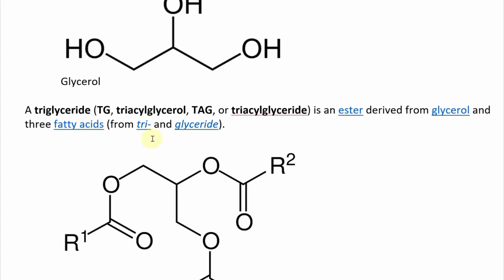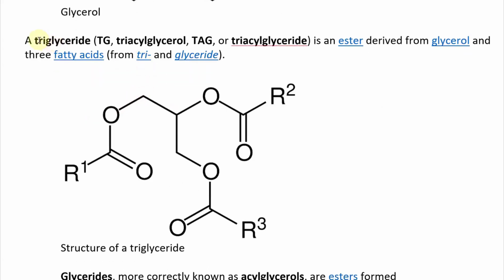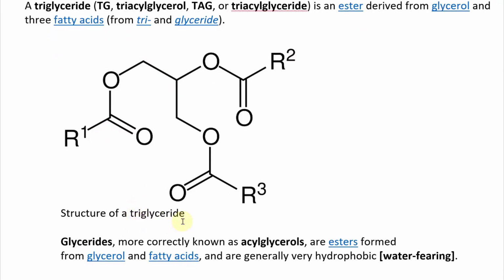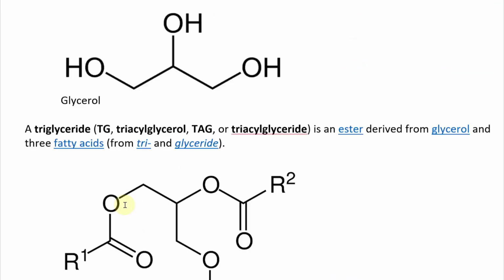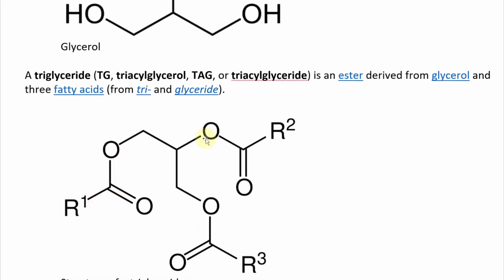So a triglyceride, TG, triacylglycerol, or TAG, is an ester derived from glycerol and 3 fatty acids, from the word tri. So here's the tri: you have 3 fatty acids derived from glycerol, tri and glyceride. This is the structure of a triglyceride. And this one's derived from a glycerol, so all the OHs are removed and replaced right here with 3 fatty acids like that.